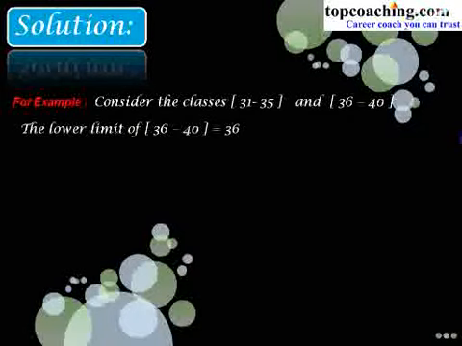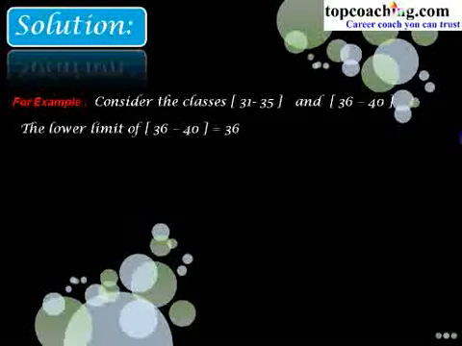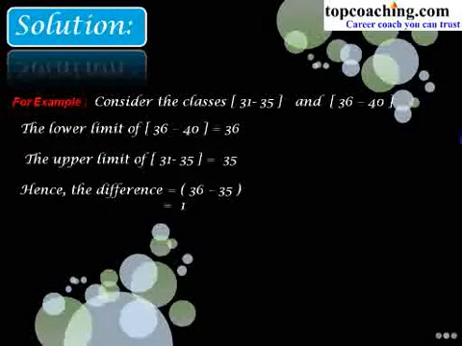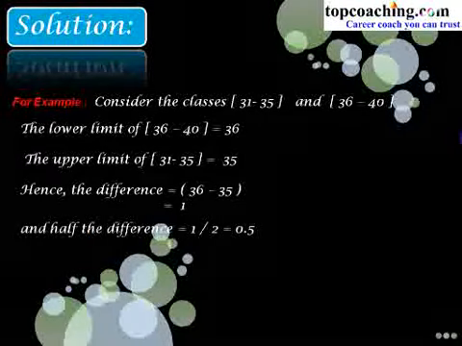Consider the classes 31 to 35 and 36 to 40. The lower limit of the second class interval is 36 and the upper limit of the first class interval is 35. Here we find the difference, that is 1, from 36 minus 35. Now half the difference of 1 is 0.5.